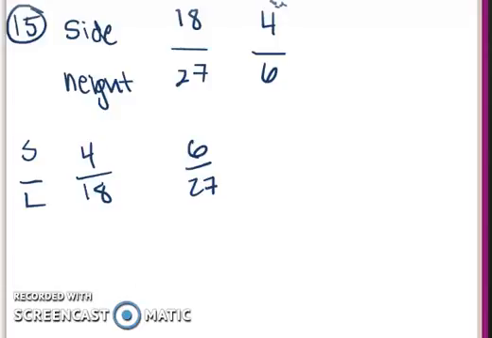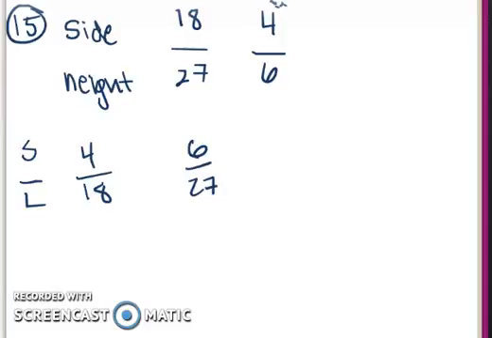Alright, we're at part 3, comparing the side length, the sides and the heights. Okay, so small to large: I've got the small side to the large side, and the small height to the large height. Now we want to go ahead and reduce these if we can. Okay, so 4 to 18. They told us they're similar, but we always got to double check.